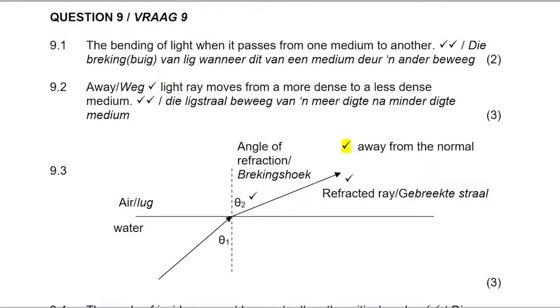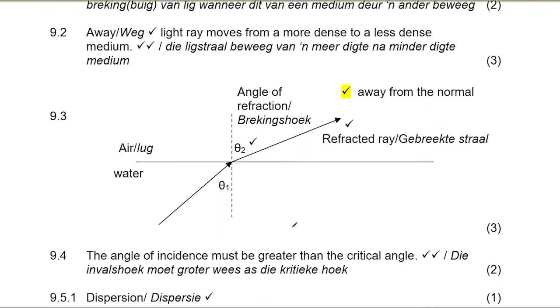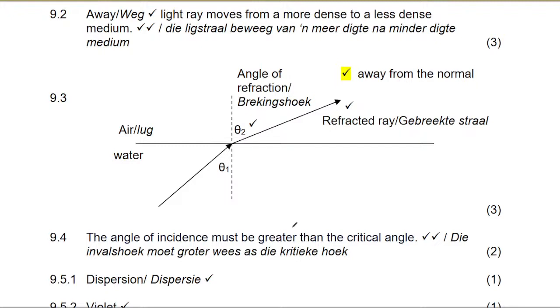So therefore, 9.3, redraw the above diagram in your answer book and show the direction of the light when moving through air. Label the refracted ray and the angle of refraction. So the learner will draw and then they will show their work.